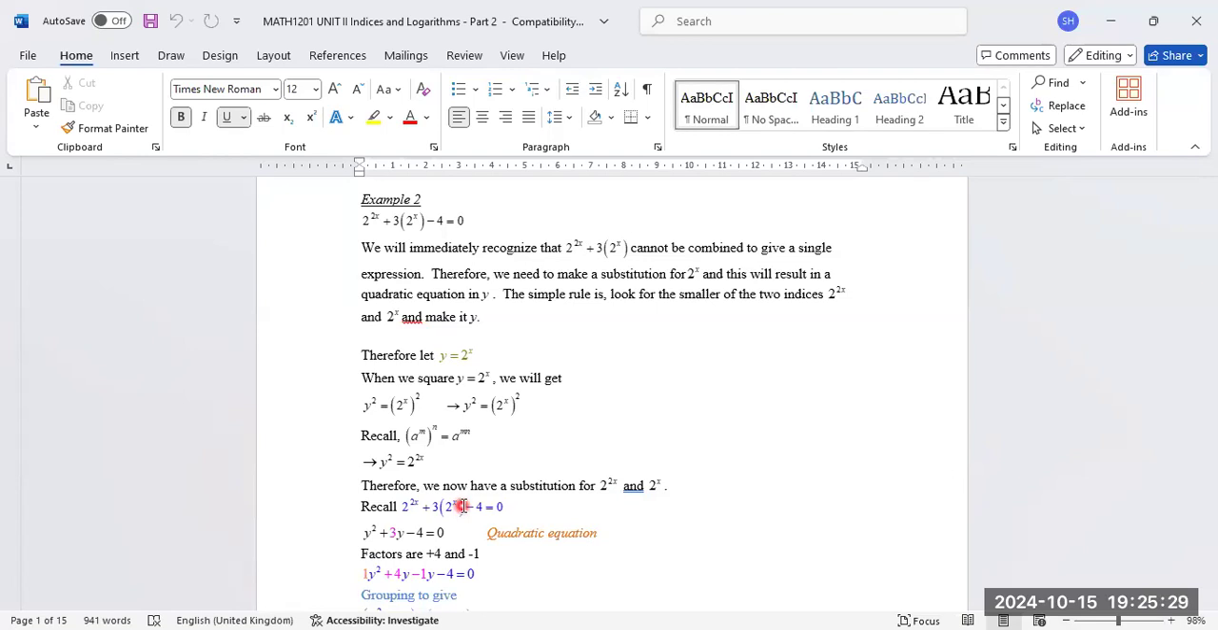So what I'm going to do is look for the simpler of the two terms, and I'm going to let that one be y. So 2 to the x looks like a simpler function than 2 to the 2x. So I'm going to let y be equal to 2 to the x, and then square both sides. When I square both sides, I get y squared is equal to 2 to the 2x. Look at that and tell me what you get.